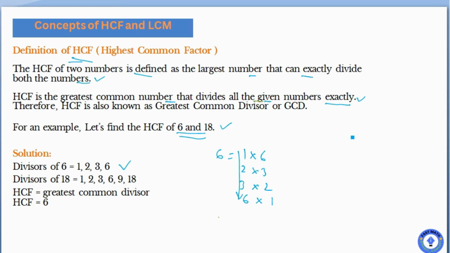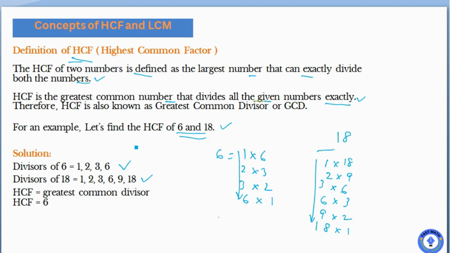Likewise, 18 also has the divisors 1 into 18, 2 into 9, 3 into 6, 6 into 3, 9 into 2 and 18 into 1. These are the divisors for 18, that is 1, 2, 3, 6, 9 and 18.